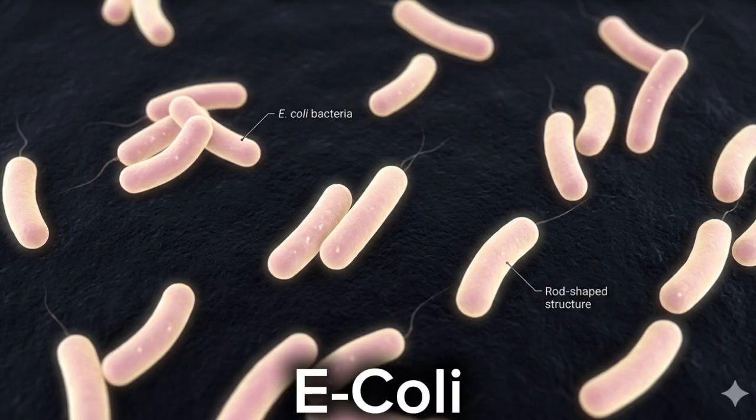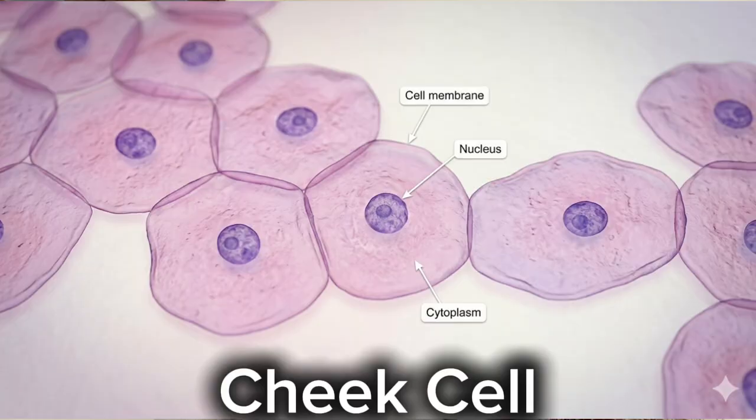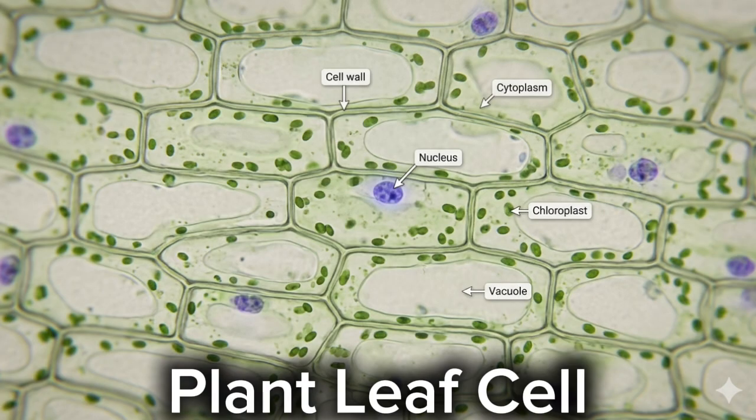So real-world examples of the prokaryote are E. coli found in your gut, and the cyanobacteria, which produce oxygen through photosynthesis. While real-world examples of the eukaryote are your cheek cells, your plant leaf cells, yeast used in bread and beer, and cells of simple animals like the amoeba. Now let's dive deeper into the structural differences between these two cell types.